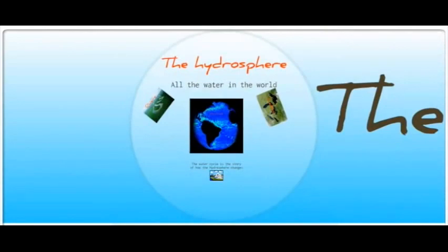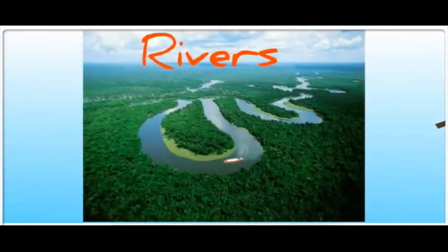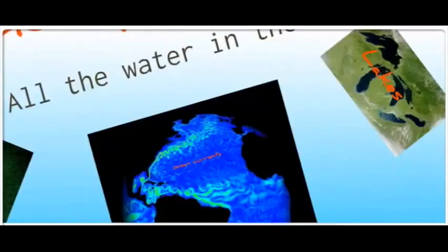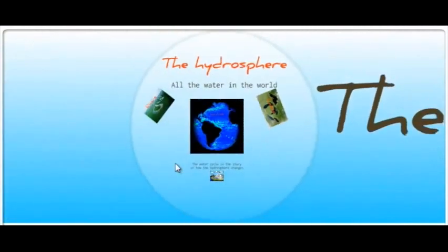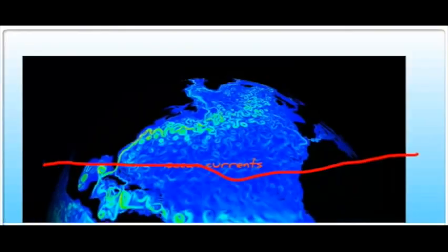All right, let's talk about the hydrosphere now. It's all the water in the world, all of it. I mean rivers, I mean lakes, I mean oceans. Now, the big deal with that is that we have ocean currents as well. Ocean currents will transport warm and cool water all around the globe. It's basically the heating and cooling system of the Earth.